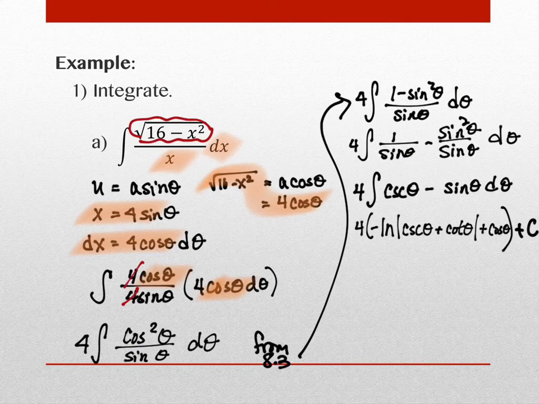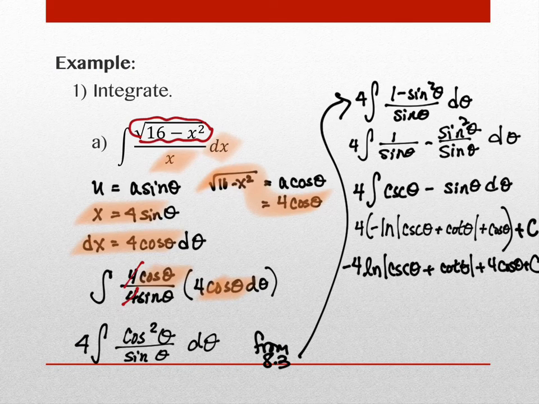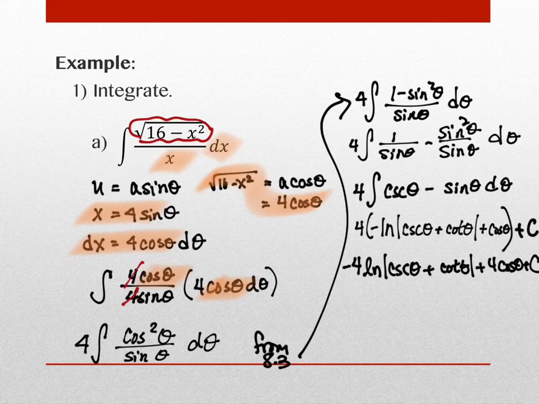So let me go ahead and distribute the 4 through, just so that we've taken care of that. We have negative 4 natural log of the cosecant of theta plus the cotangent of theta, plus 4 cosine of theta, plus c. Okay, so we're going to create a triangle. Do I have space in another one? I do. Let's just create a triangle over here and then I'll move it. The triangle is going to have theta in it, and the relationship that we had written down was x equals 4 sine theta.